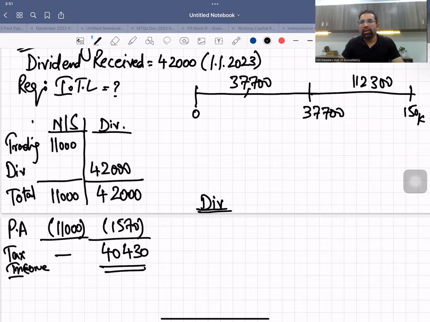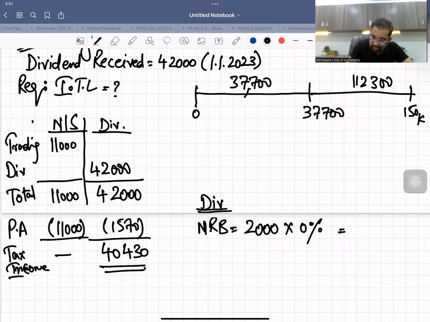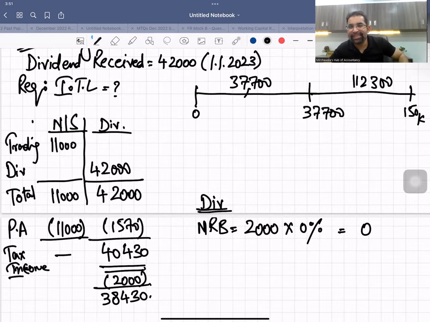If you want to calculate tax on dividend, there is always a first rule: NRB, dividend NRB, and dividend NRB is given irrespective of your income. You will always get it. So first of all, you'll write NRB. That is 2000 times 0%, which is zero. Okay. So out of 40,430, we have calculated tax on 2000. So it's 38,430. And yes, I always say this, NRB always consumes your band.